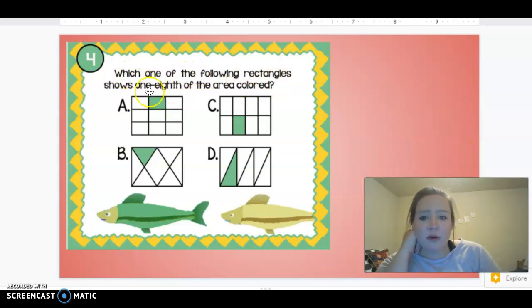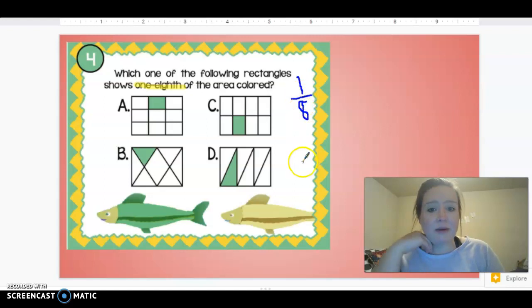Which one of the following rectangles shows 1/8 of the area colored? 1/8, meaning in 1/8, how many pieces do you have? Good, you have 8 pieces. And how many pieces are going to be counted or shaded in 1/8?